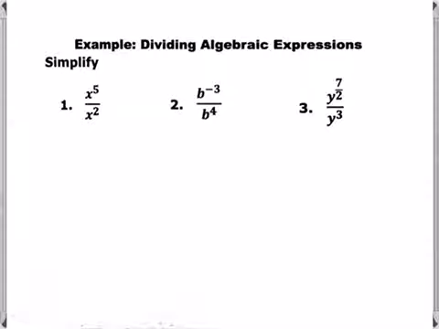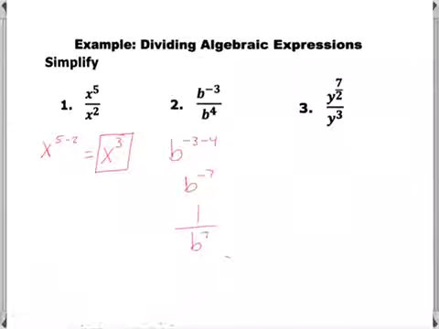So in example 1, we've got x to the 5th over x squared. They're the same base, so we'll take 5 minus 2, which in this case gives us x to the 3rd. Is our answer. For 2, we have b to the negative 3rd and b to the 4th. Since we're dividing, we'll subtract the exponents. So negative 3 minus 4, which gives us b to the negative 7th power. We don't want negative exponents, so we put it underneath 1, and we got 1 over b to the 7th power.